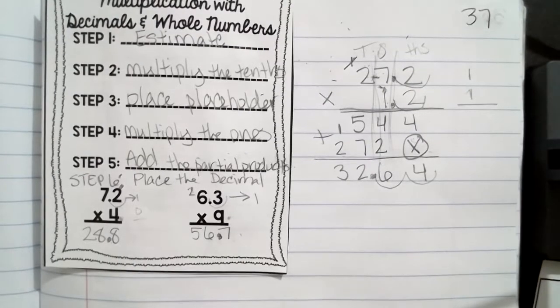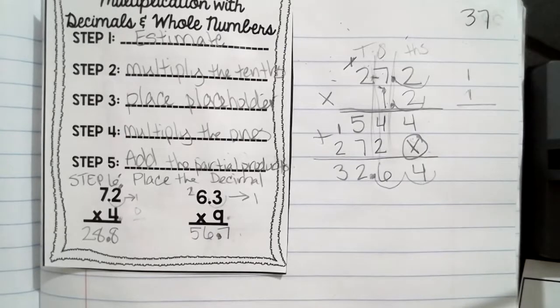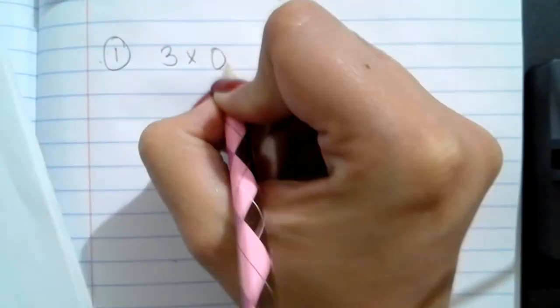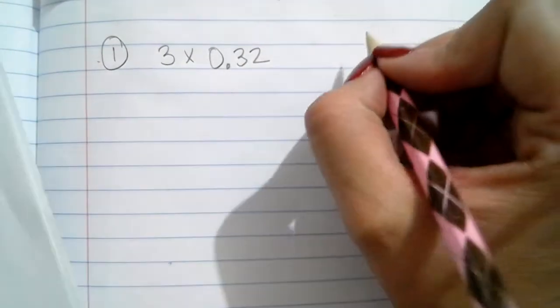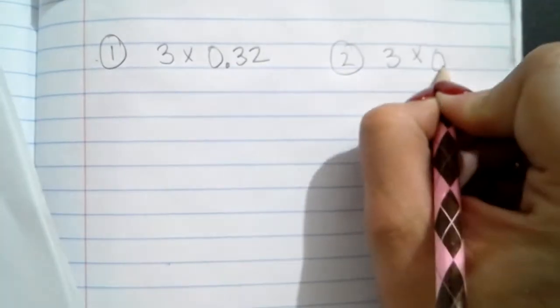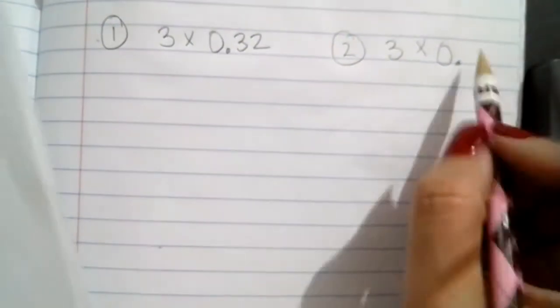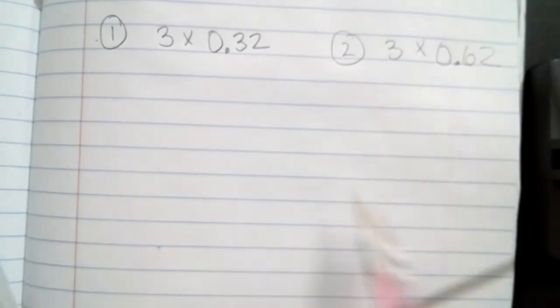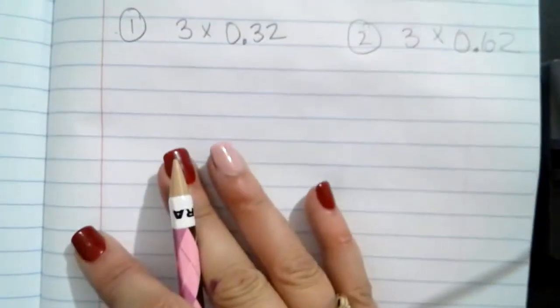And then we're going to multiply just a couple of problems down here at the bottom of this page for me. So I'm going to give you a couple of questions, and you are just simply going to multiply them. Number 1, I want you to multiply 3 times 32 hundredths. So underneath it, I want you to actually multiply that out. Number 2, I want you to multiply 3 times 62 hundredths. Multiply it underneath it. Okay.